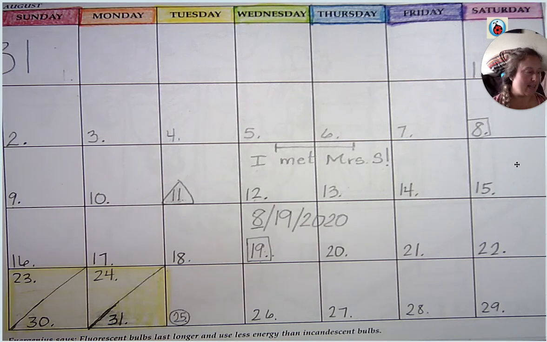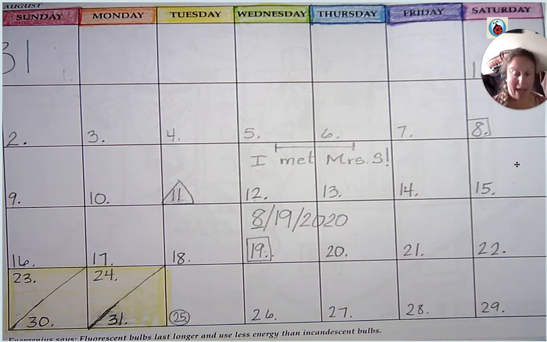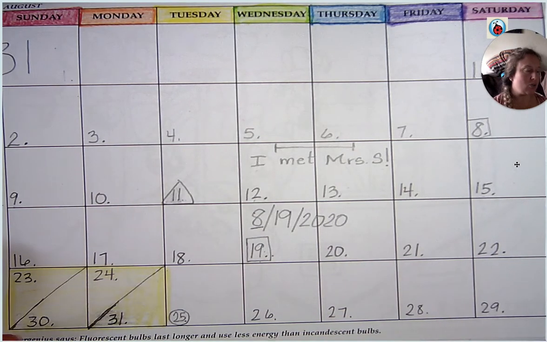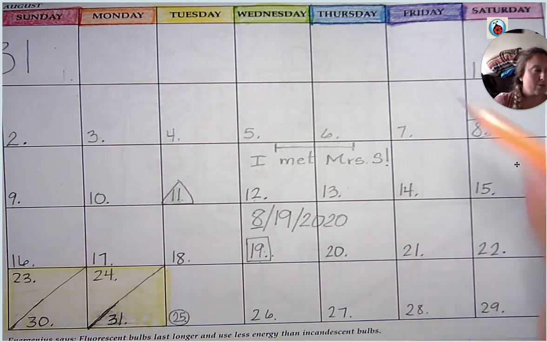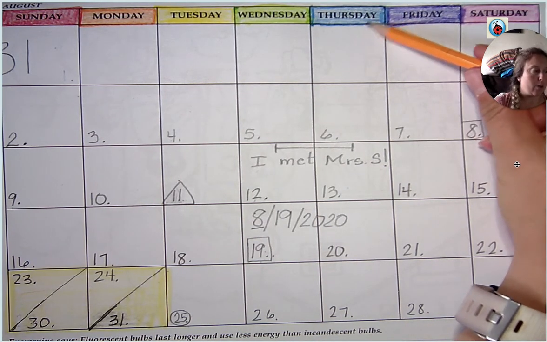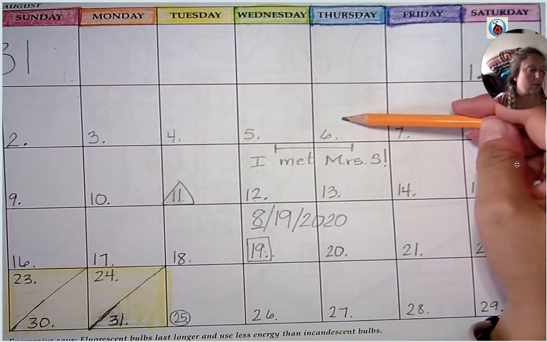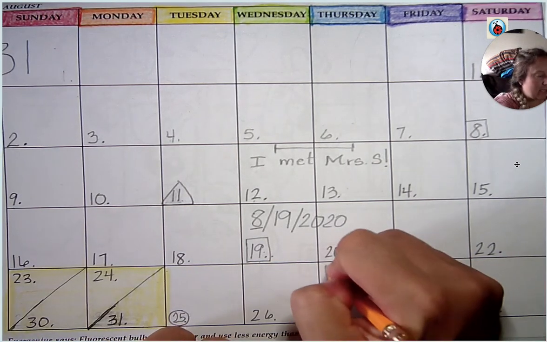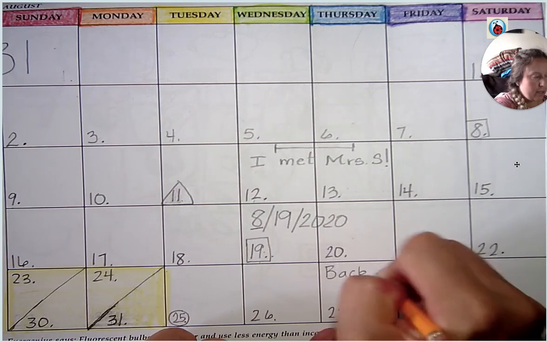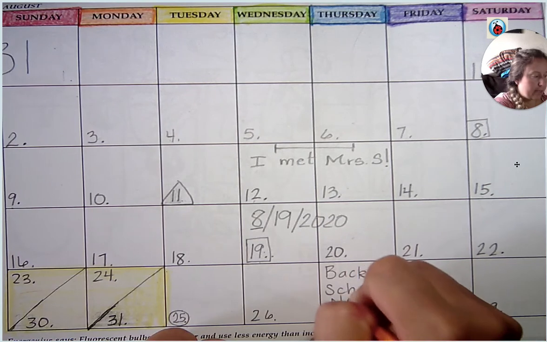Okay. And then the last thing we're going to do for today on our calendar is we're going to mark back to school night. Back to school night is the fourth Thursday of this month. The fourth Thursday. Go to Thursday. Go to the first Thursday with a number and count to the fourth. First, second, third, fourth. The 27th is back to school night.